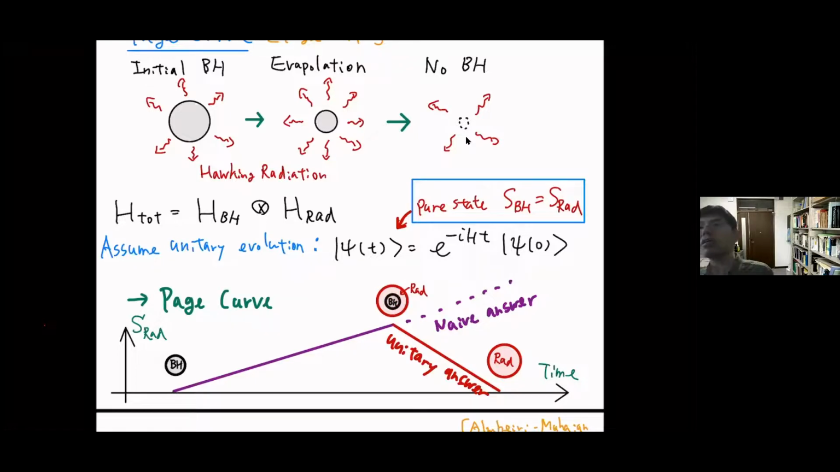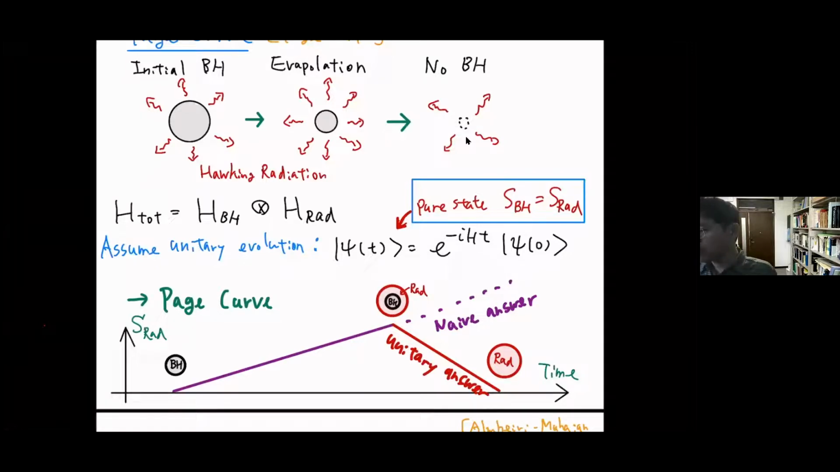Maximum amount. But after that, the black hole shrinks. So there is a lot of radiation, but this radiation cannot be entangled with a large part of the black hole, because the black hole itself is very, very small, right? In the end it should go to zero, right? So this is the Page curve. It's increasing, but at the middle point it goes down.